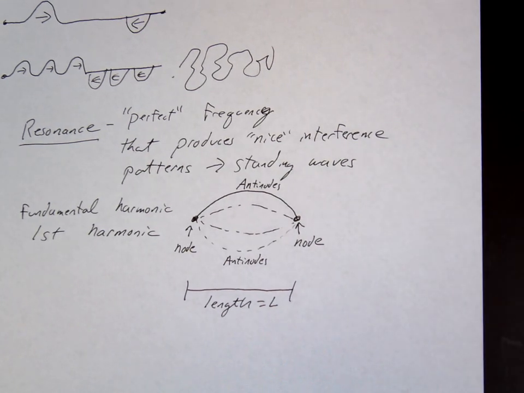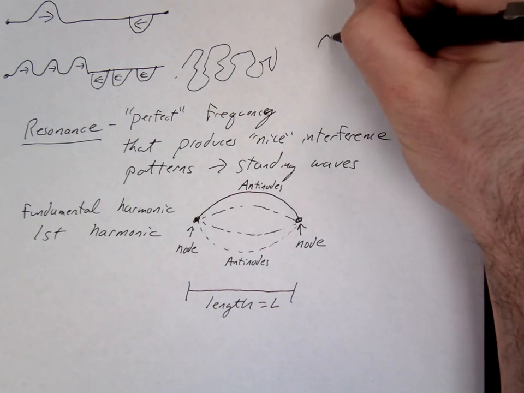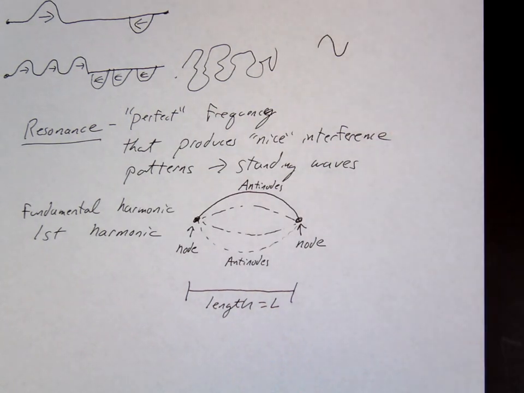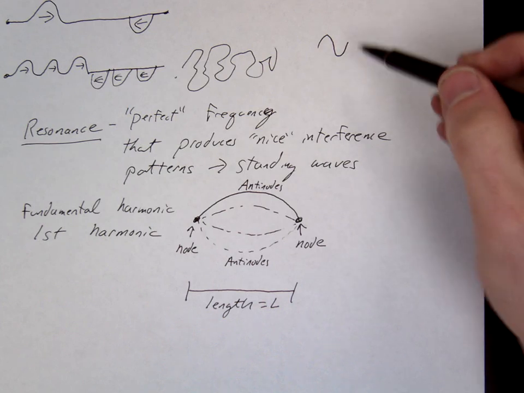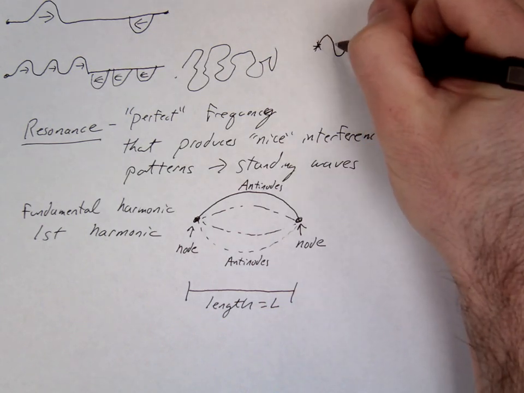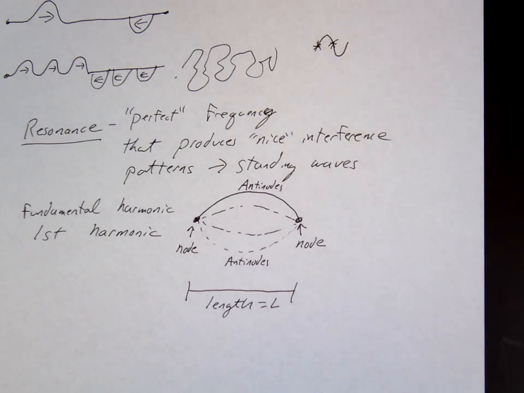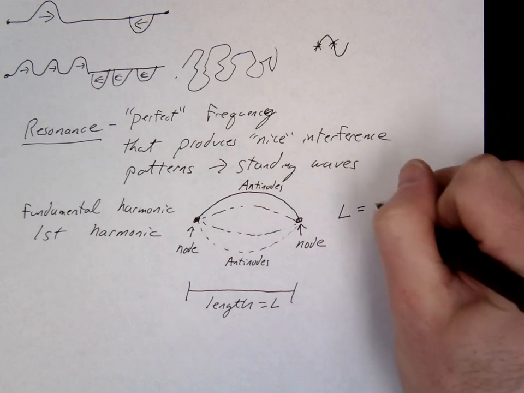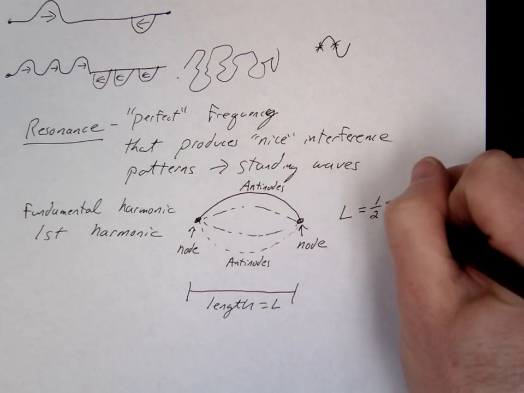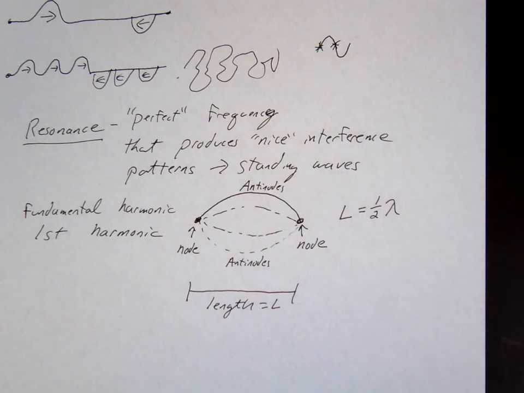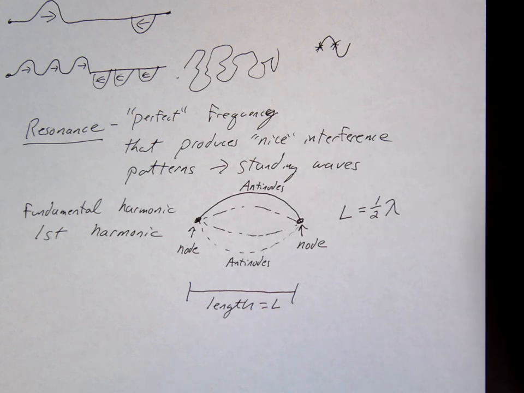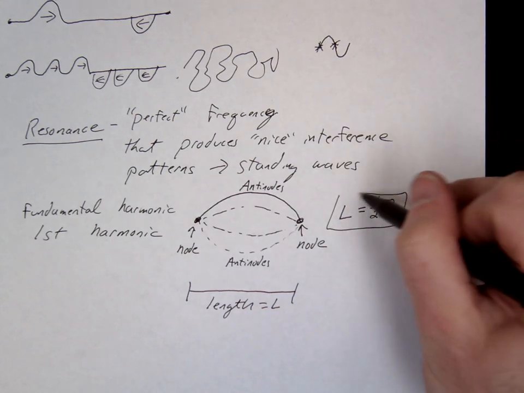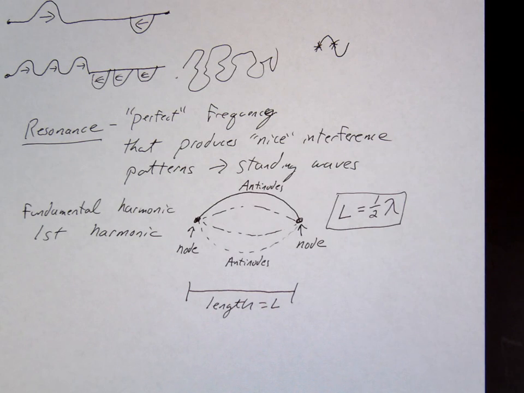If I draw a real wave over here, this would be a full wave, right? And notice how much of this wave do you see? We start right here and we end right here. So that's like a half of a wave. So the nice relationship is that the length is equal to 1/2 of a wavelength. Okay, so that's our fundamental, our first harmonic.